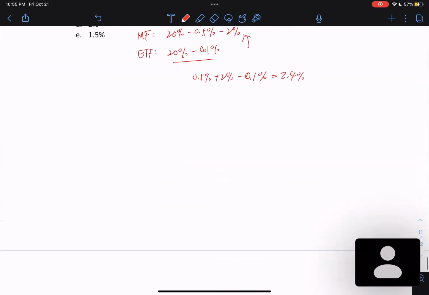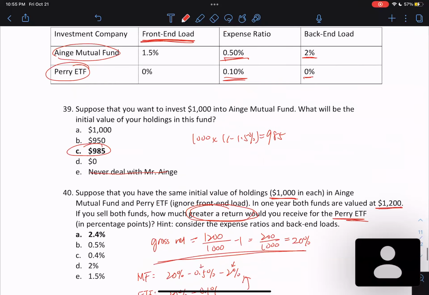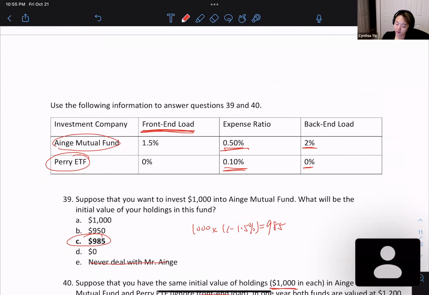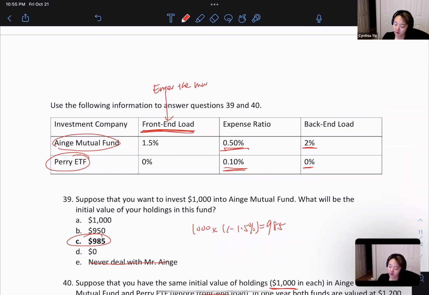Could you define back end load and front end load again? So the front end load is the fee that you pay when you enter the mutual fund.